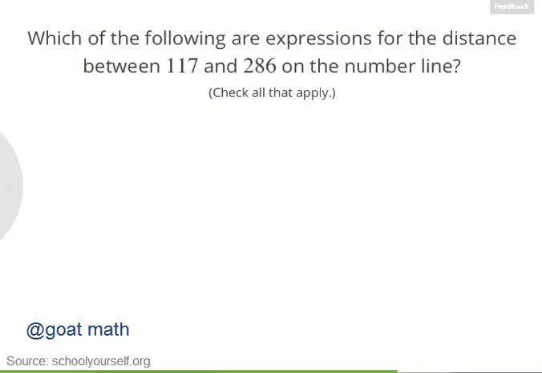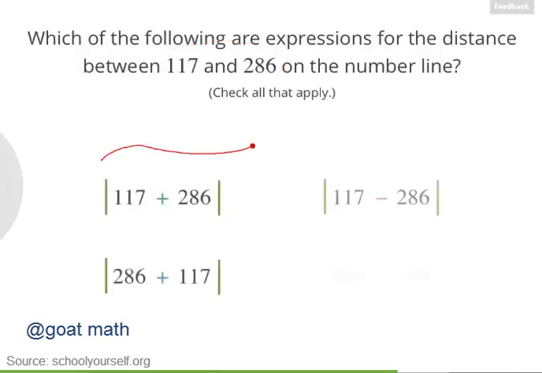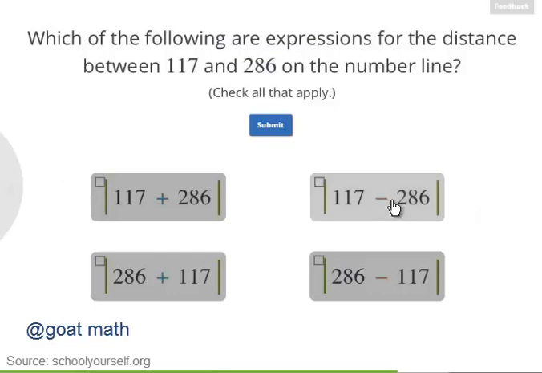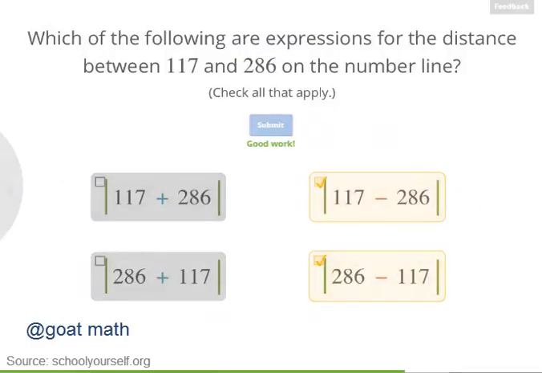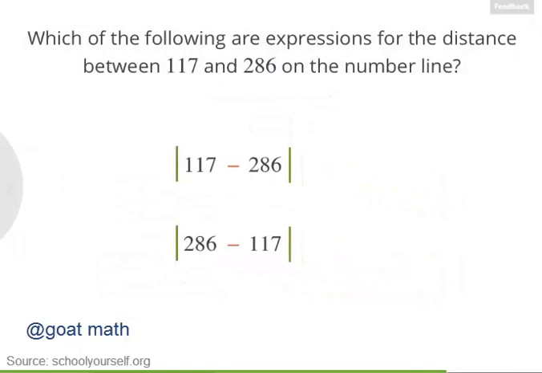So let's say you want to find the distance between the numbers 117 and 286. Which of these are correct expressions for the distance? Take a careful look. More than one of these is correct. Excellent! Both of these are correct answers. 286 minus 117 is 169, the correct distance. And 117 minus 286 would give you negative 169, but because we're taking the absolute value, this expression also equals 169.